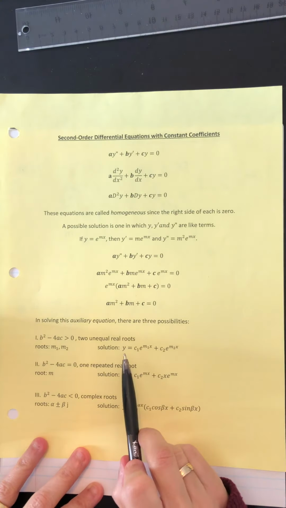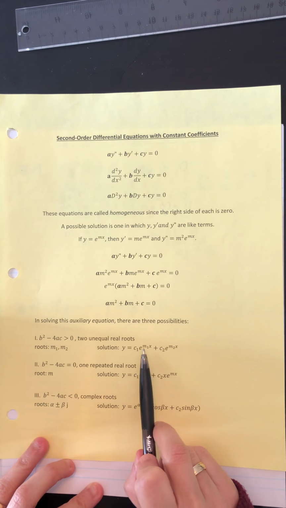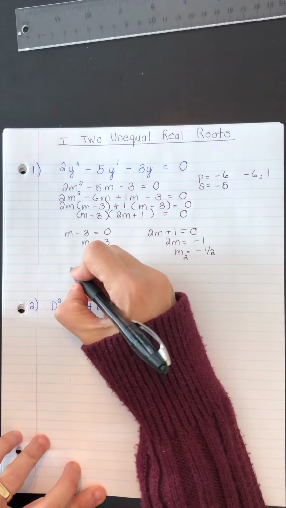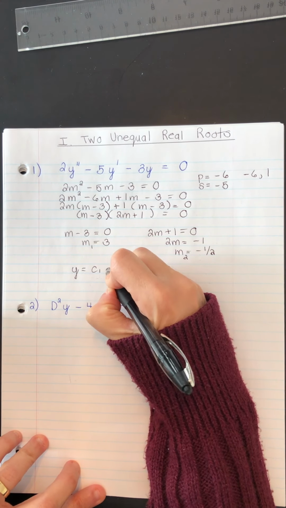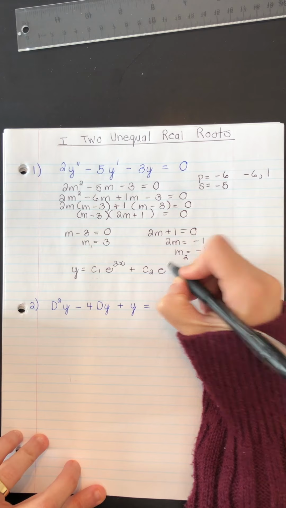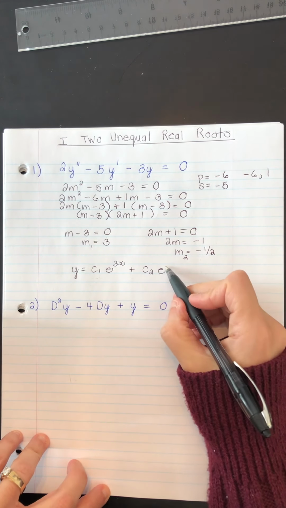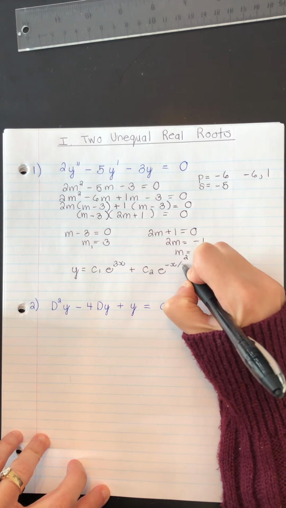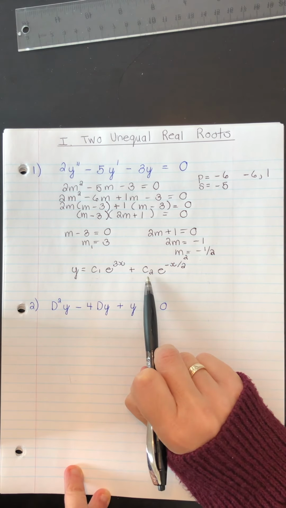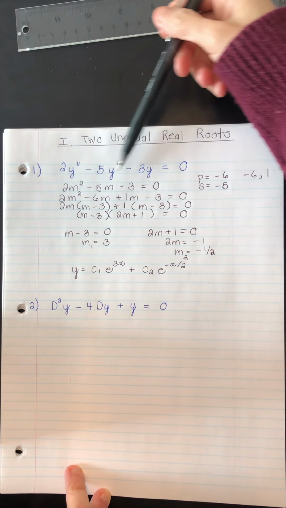And the solution will be y is c1 e to the m1x plus c2 e to the m2x. And so that looks like this: c1 e to the 3x plus c2 e to the -1/2 x. And here you can write -1/2 times x, or you could write -x/2, which would mean the same thing. And this is the general solution, of course, because it still has the constants c1 and c2 in it. And we have no additional information provided, so we are unable to solve for c1 or for c2. And so we are now done.